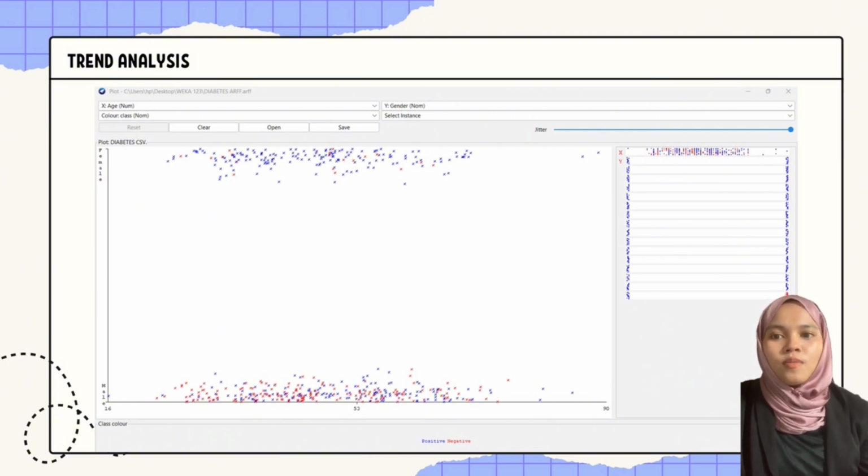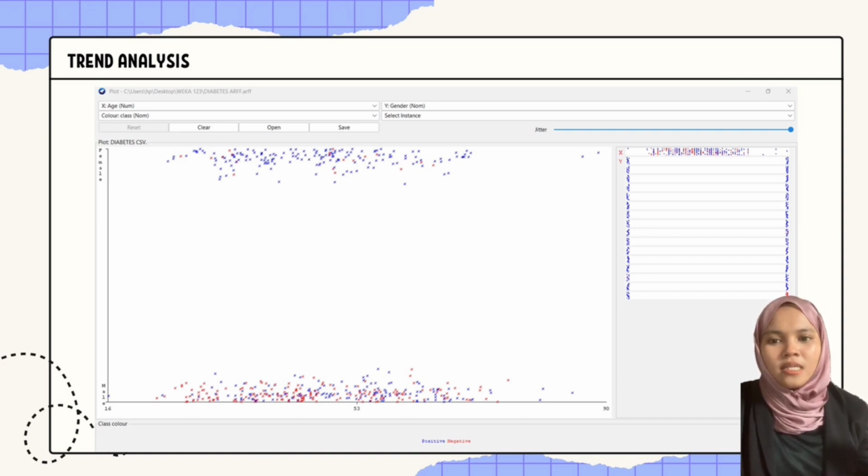For the age group 53 until 60 years old, the trend is reversed compared to the younger age group of 0 to 52 years old. In the older age group, the proportion of males in the positive class is higher than the proportion of females. Additionally, in the negative class, the proportion of males is higher than females.